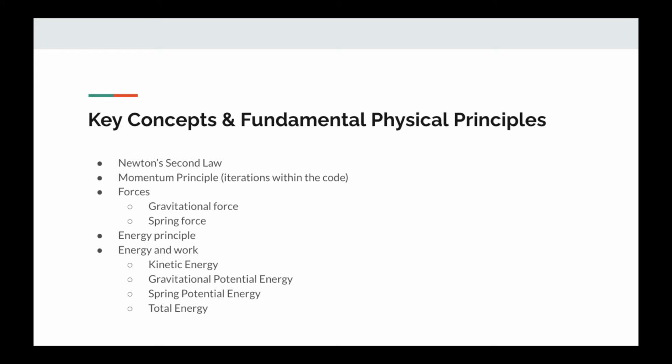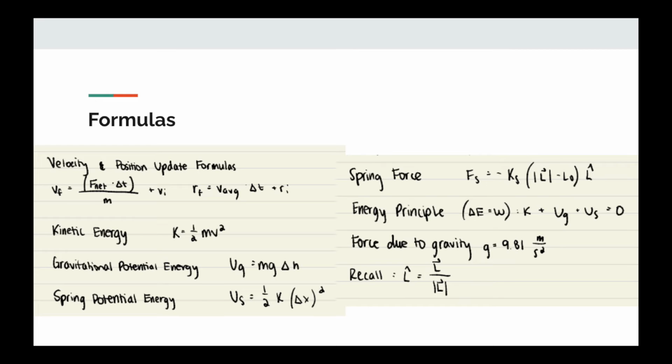So here are key concepts and fundamental principles for this lab. We are using Newton's second law and the momentum principle again. The momentum principle within the iterations and the code to update the velocity and position formulas, which you will see in the next slide. And then for forces, we have the gravitational force and the spring force, and you'll also be able to see those formulas. And then we are using the energy principle and the different forms of energy of kinetic, gravitational potential, spring potential, and our total energy. And you can see all of these equations here.